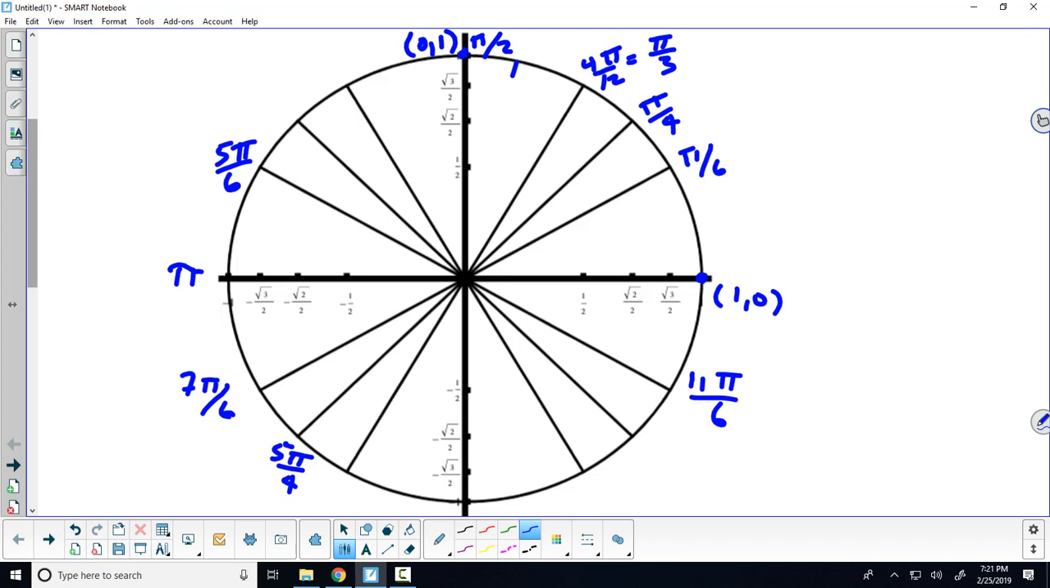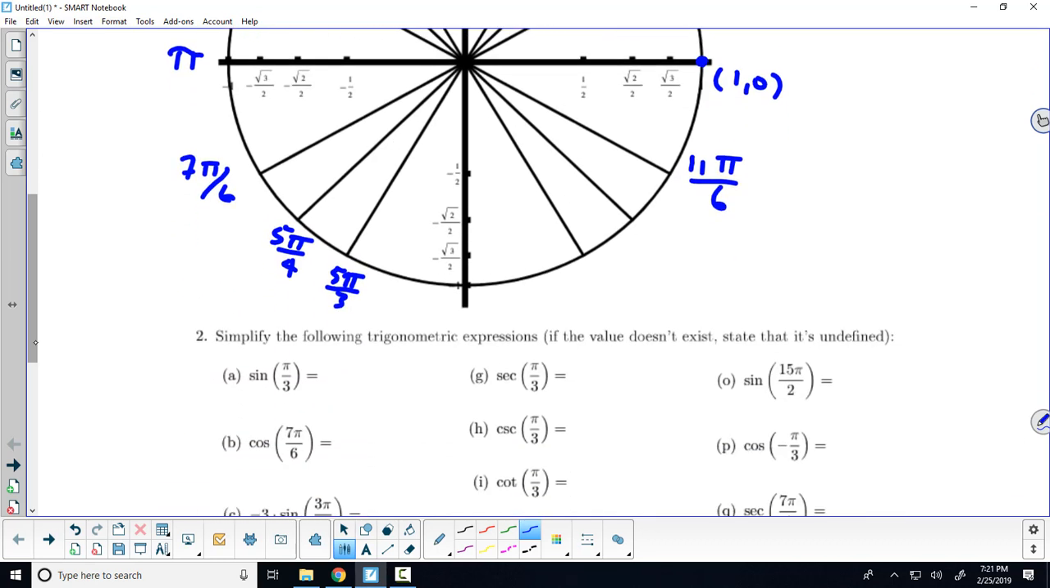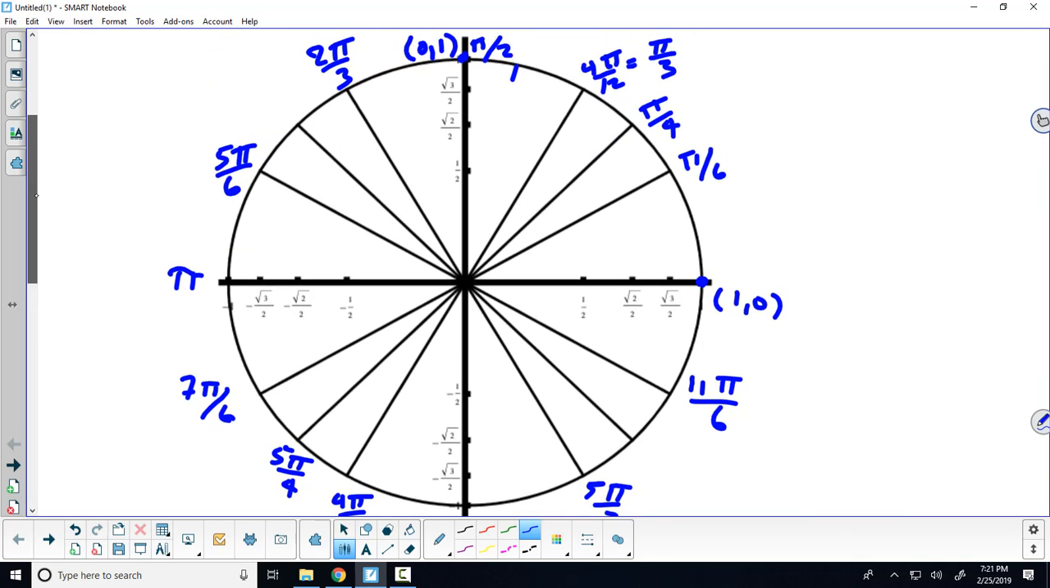Notice also that your pi's over 3's are closest to the y-axis. So this is pi over 3. This would be 2 pi over 3. Down here I would have 5 pi over 3. I feel like I did that wrong. 4 pi over 3. And then 5 pi over 3. It's just a little bit too zoomed in.